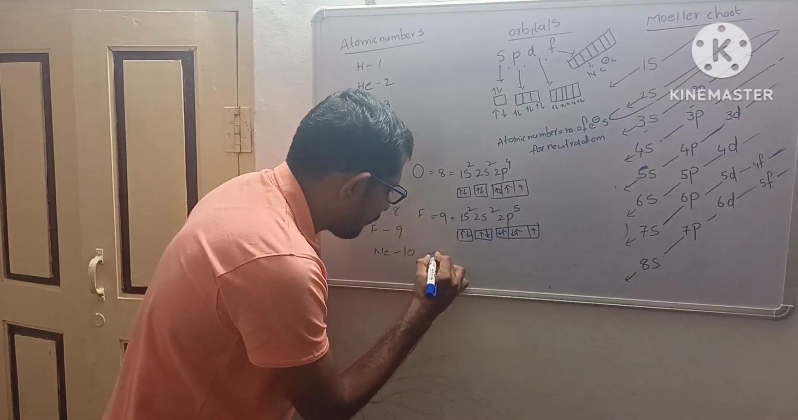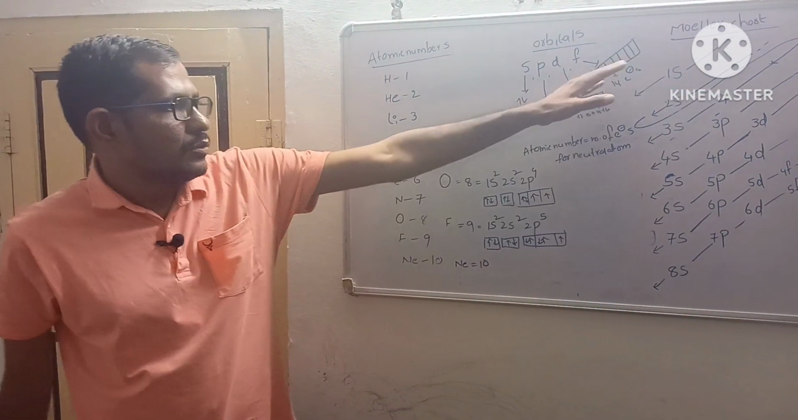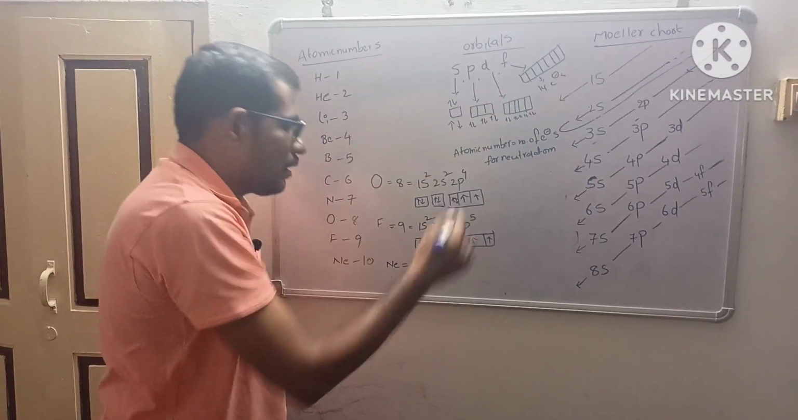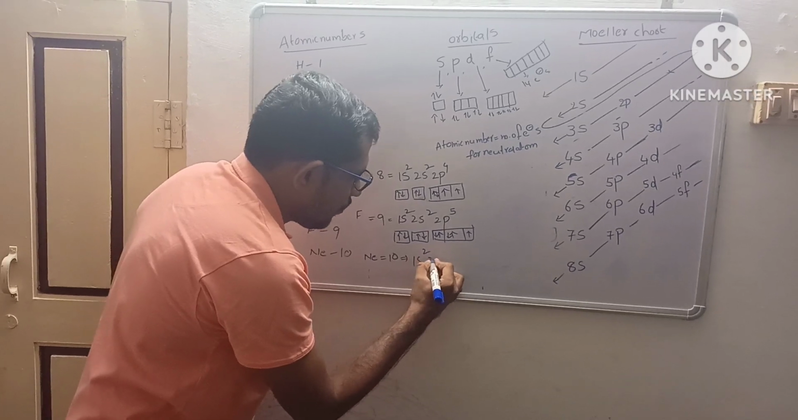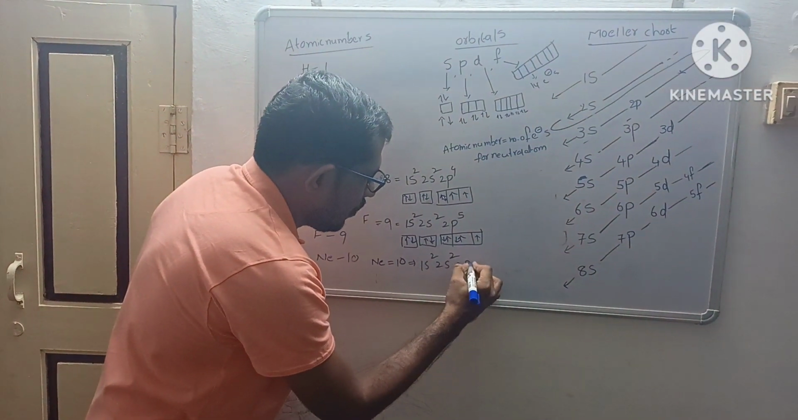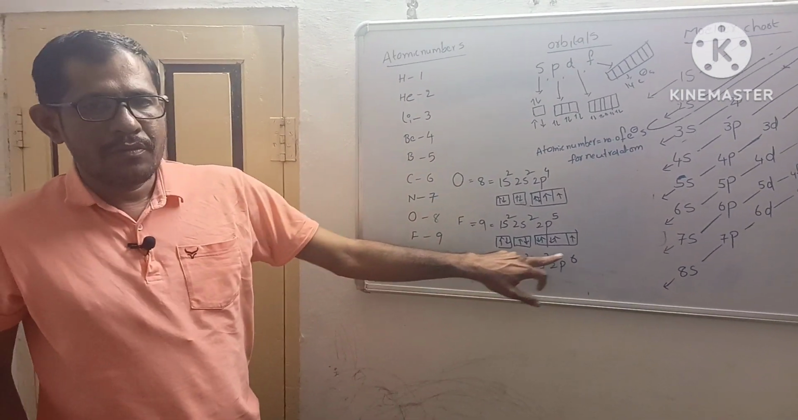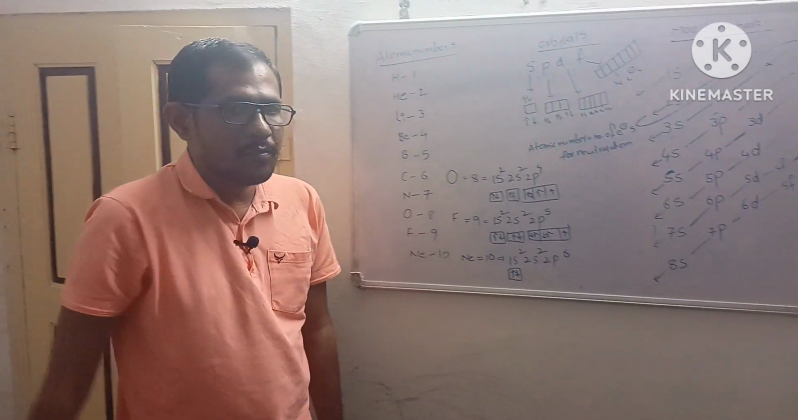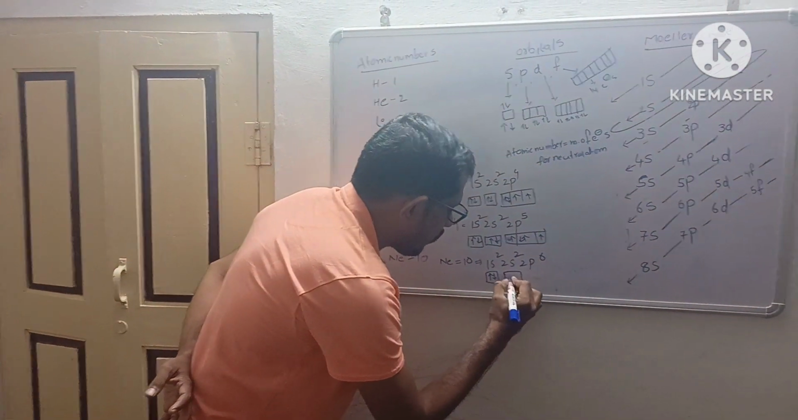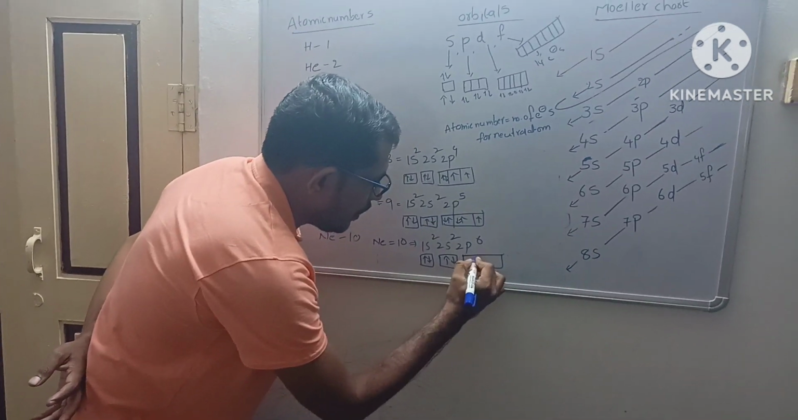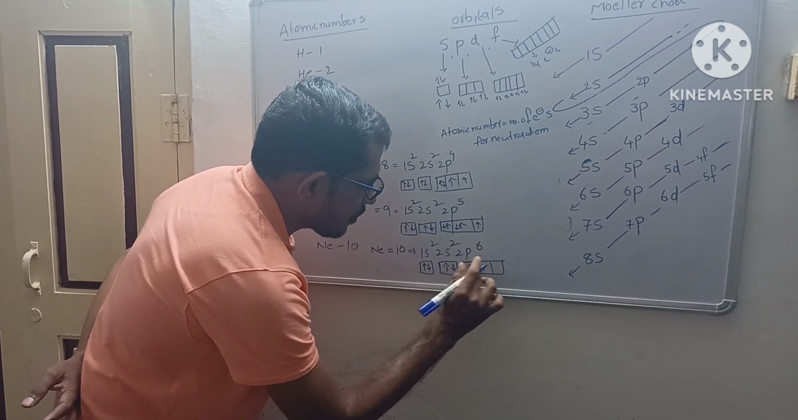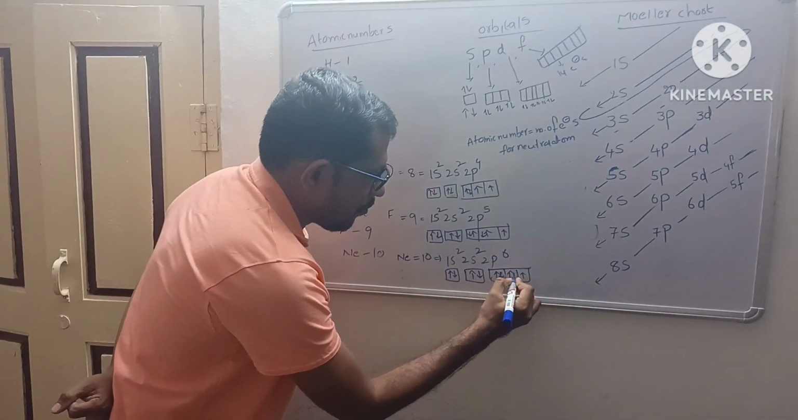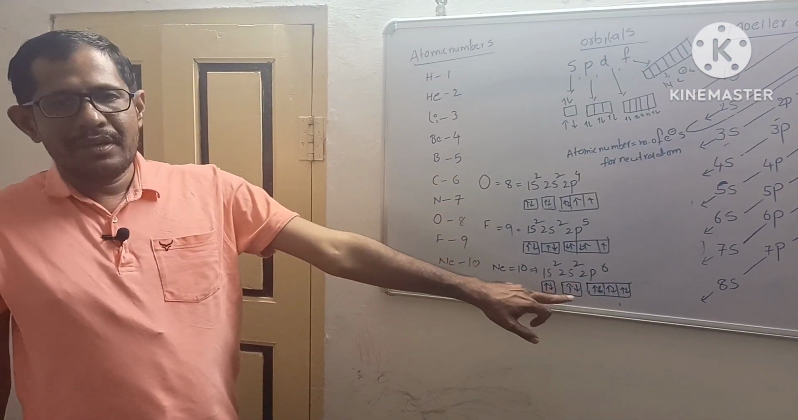Next, neon, 10. So 10 means there are 10 electrons. Go to the Aufbau chart and take the reference. So 1s2, 2s2, 2p6. 2 plus 2 is 4, 4 plus 6 is equal to 10. Now I am writing the orbitals. 1s is one box, it holds 2 electrons. 2s is one box, it also holds 2 electrons. 2p, there are 3 boxes, that means 3 degenerate orbitals. First give one electron to each box and then pair them up in opposite direction. That is the electronic configuration for neon.